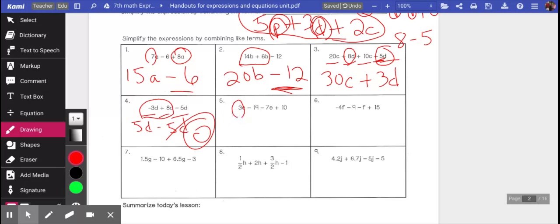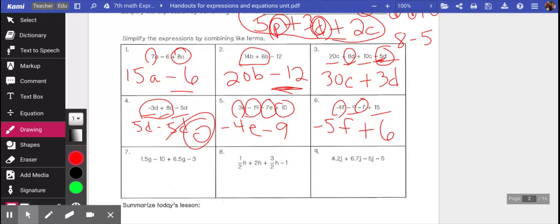Okay, now we got 3E minus 7E. So we got negative 4E. And then we got negative 19 plus 10. So I'm going to subtract and take the sign of the bigger number. Hopefully you're making yourself do these without your calculator because it's good practice. And then you can check them. Okay, we got -4 minus 1, which makes it -5F. And then -9 plus 15 is a +6.